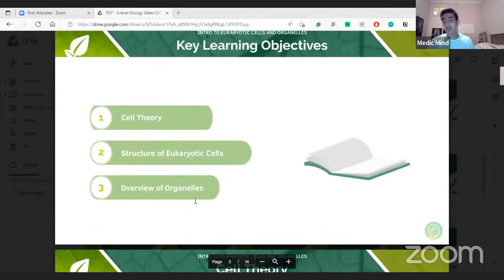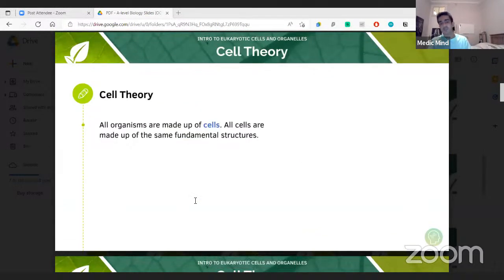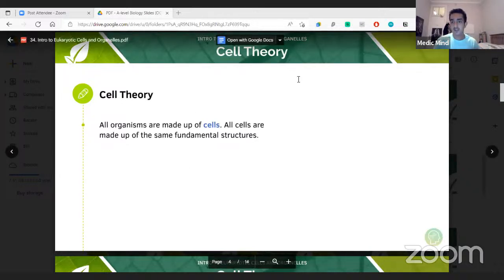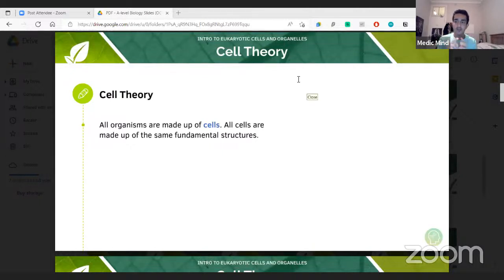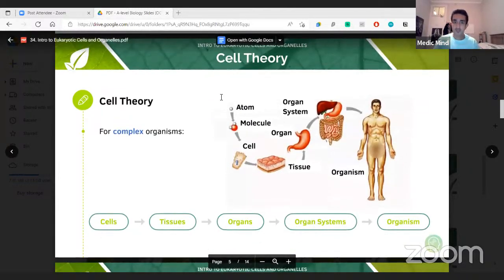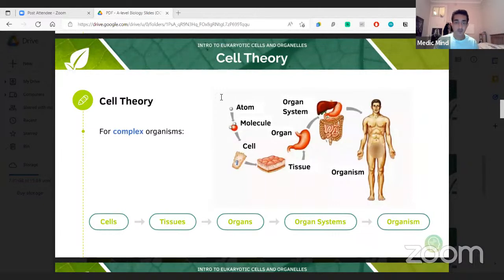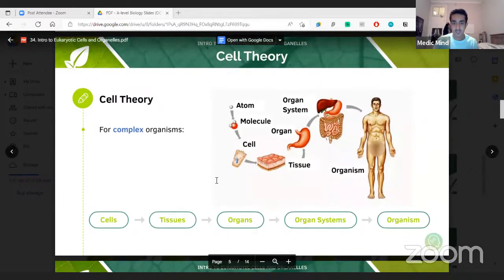So cell theory is the basic building blocks of biology. It's basically the idea that all organisms are made up of cells, and cells all have the same fundamental structure. So a cell is basically a building block. It's like a Lego brick, and then you make this larger organism built up of lots and lots of cells put together. And in complex organisms, lots and lots of cells work together to make a tissue. Lots and lots of tissues come together to make an organ. Lots and lots of organs come together to make an organ system. And then all of these organ systems come together to make an organism as a whole. And these are really important basic biology to understand.